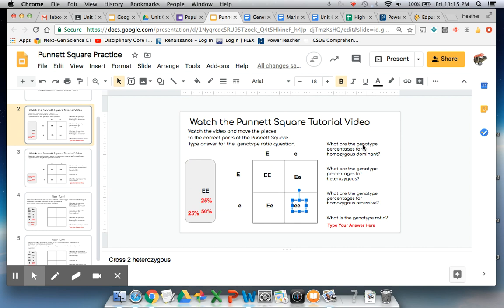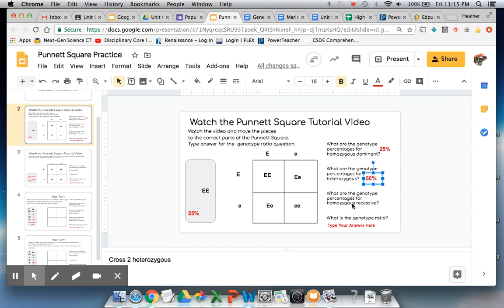Welcome back. So genotype percentages for homozygous dominant. Which has the homozygous dominant? Remember, homozygous is the same. Dominant would be capital. So you have one box that is homozygous dominant out of 4 boxes. So that's 1/4 or 25%. The genotype for heterozygous. So how many boxes have heterozygous genotypes? So here's one, and here's another one. So that's 2 out of 4, or a half, or 50%.